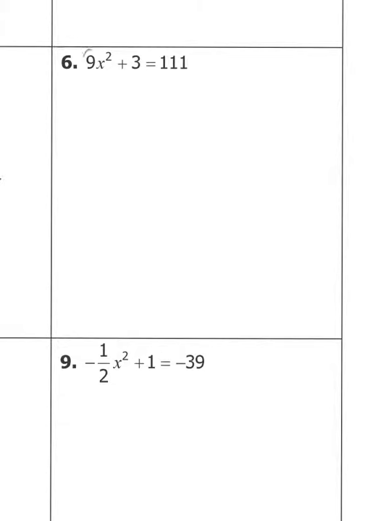All right, now for 6. So by this time you should be old hat. Get that by itself, subtract 3. So I get 9x squared is equal to 108. Remember, your calculator is a tool. It will help you with the addition, subtraction, multiplication, and division. So if you don't know how to do it, use your calculator.